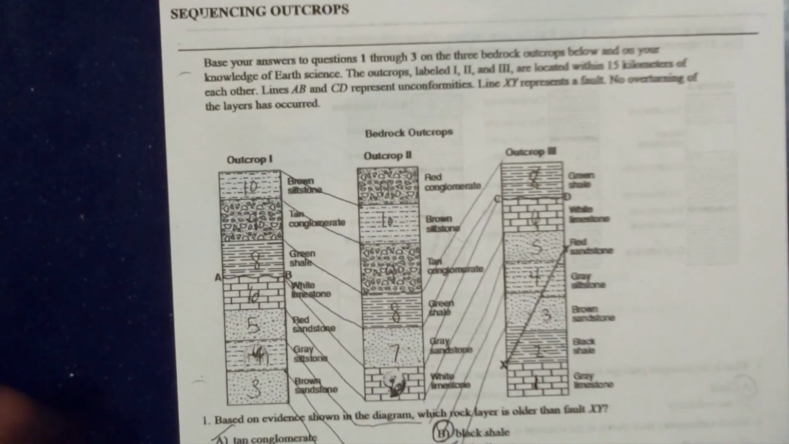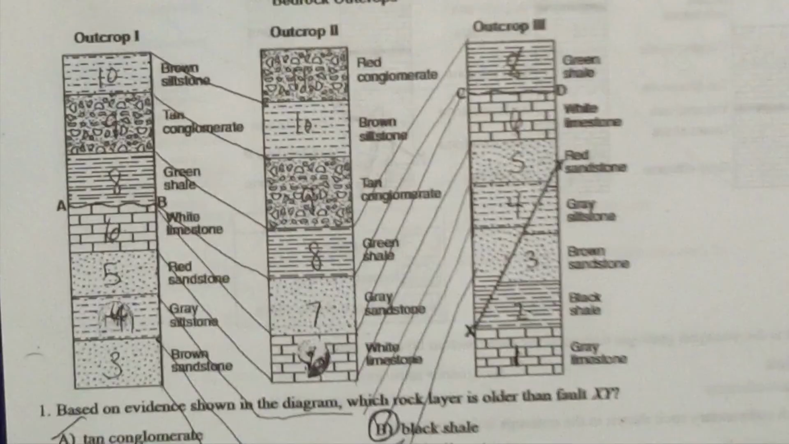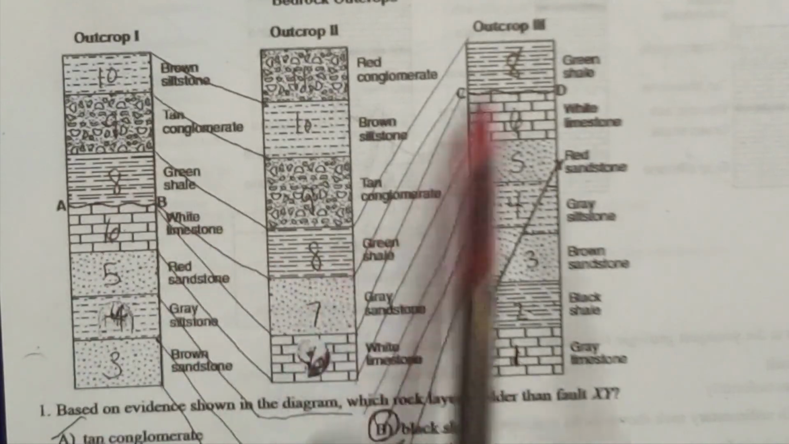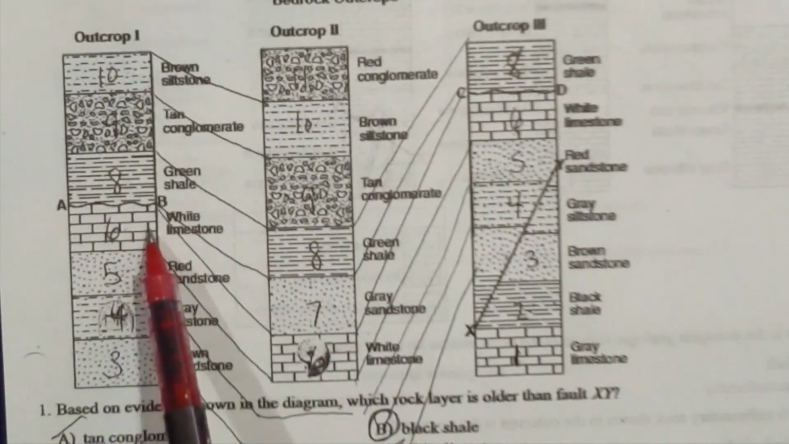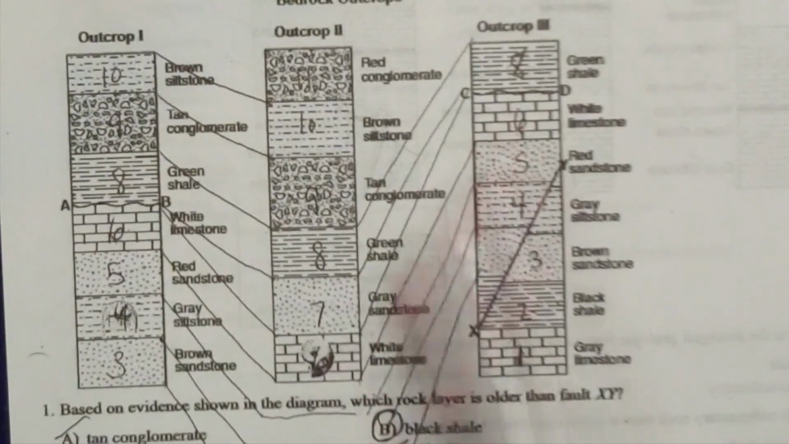Sequencing outcrops. First thing I wanted to do was correlate all my rock layers. So you'll notice that I matched up different types. Let's take a look. Brown siltstones matched up here, tan conglomerates matched up here, green shales matched all the way across over here. This white limestone matched all the way across over here. And I had other matches.